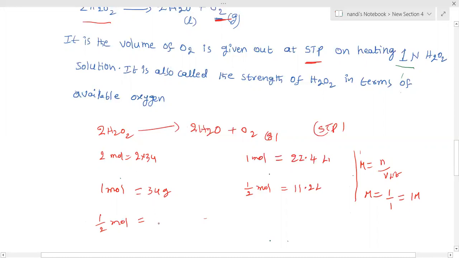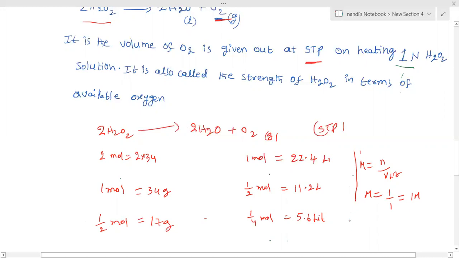Otherwise, if you take half mole, how much will we get? Expected 17 grams. This is nothing but 1 by 4 mole indirectly. This is nothing but 5.6 liters of O2 we will get. So this is 17 grams.